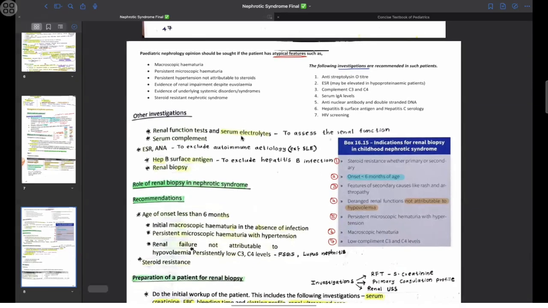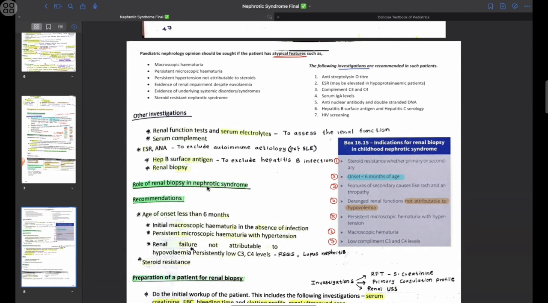Then what are the other investigations you're going to do? This is not always important, but if the patient has recurrent relapses, and if some atypical symptoms are there, then you can do renal function test and serum electrolytes. Otherwise you don't need. Now if you're going to do ESR, ANA, Hep B surface antigen, and serum complement levels, these are for your secondary causes. So if you're suspecting a secondary pathology that is causing nephrotic syndrome, you have to order these investigations.